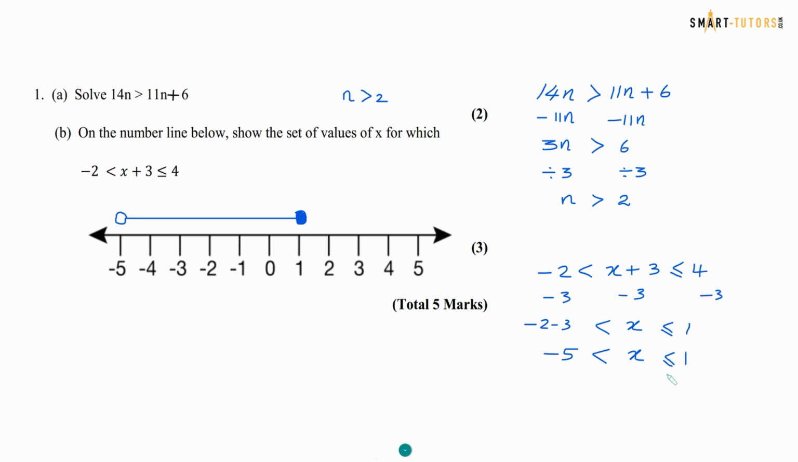Careful, 1 is equal also. So the bubble has to be colored at the 1 and minus 5 without coloring. The x is going to be between minus 5 and 1. That is the answer for the question number 1. So as a 3 marks question, you solve the equation and after that you can plot the number line.